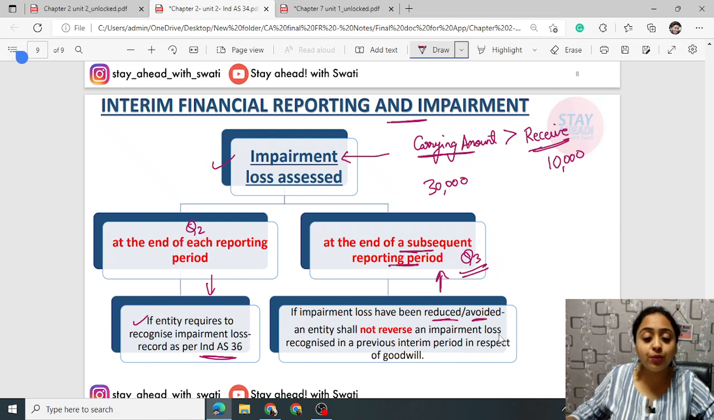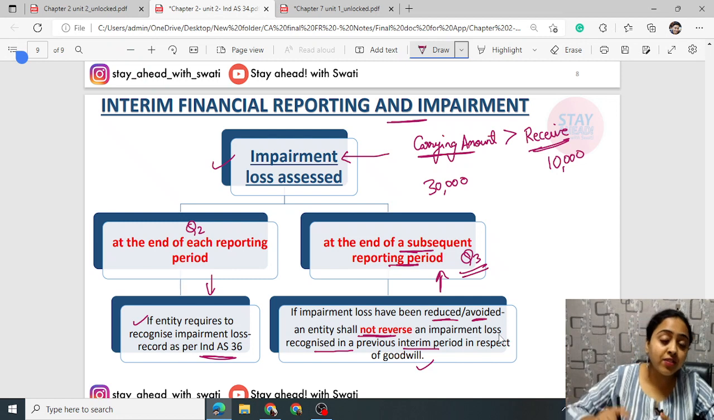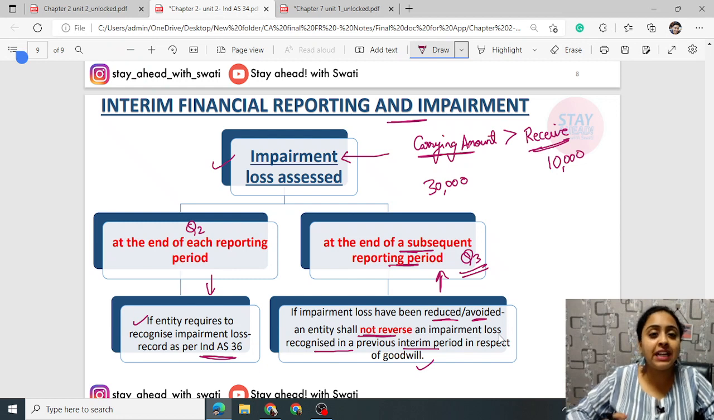Then what you need to do, if impairment loss has been reduced or avoided: an entity shall not reverse an impairment loss recognized in a previous interim period in respect of goodwill. They will reverse it, but not in respect of goodwill. Okay, I hope you understood this. This is the end of Ind AS 34.